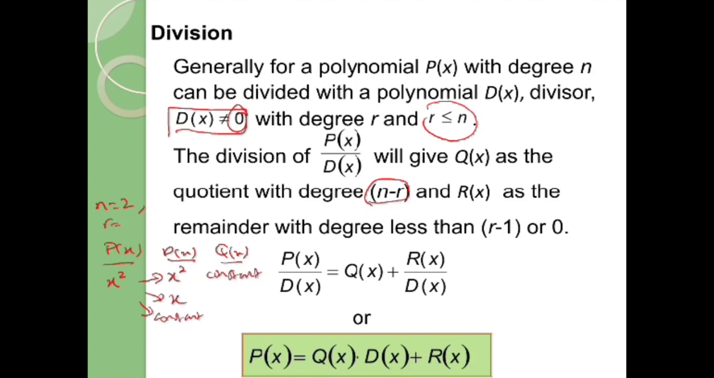Next, if our divisor is x power 1, which means the r is just 1, the quotient will be of degree n minus r, 2 minus 1 is just 1, which is just x power 1. And then if the divisor is a constant, which means the degree is 0, the quotient will be n minus r, which is 2 minus 0. The quotient will be x power 2. And then the remainder will be of degree less than r, or just 0. 0 means that there's no remainder.